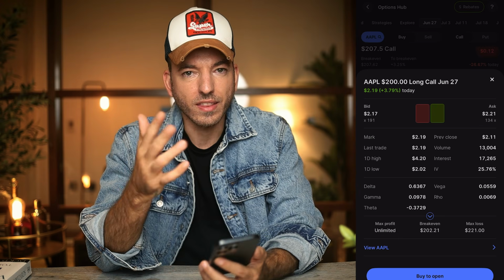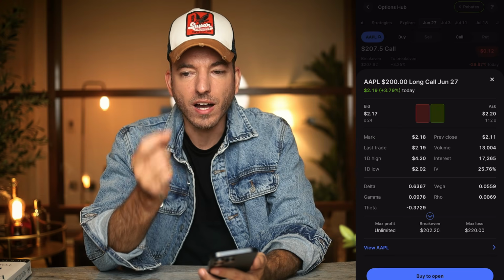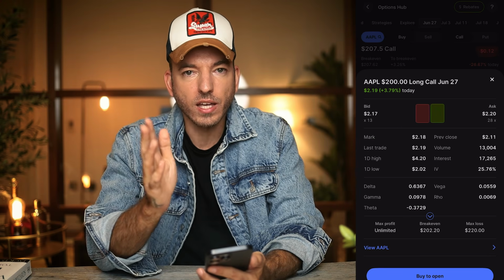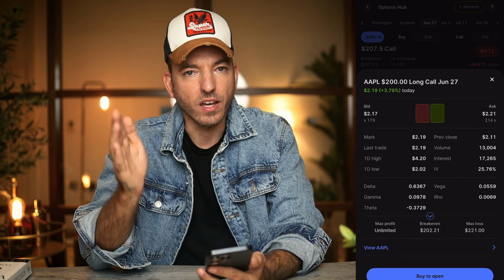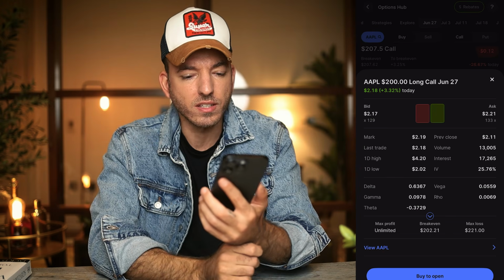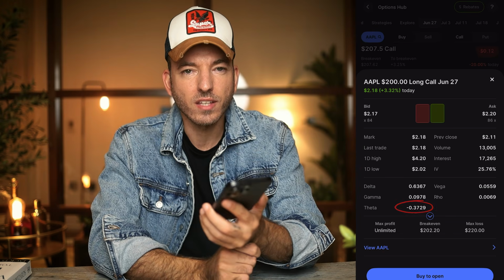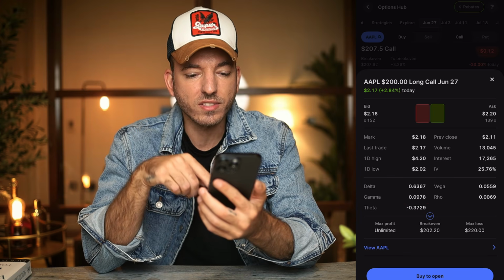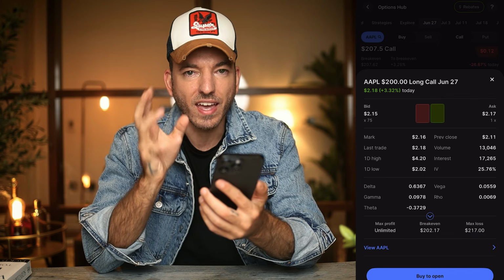Now, theta is another thing that you should concentrate on, because theta tells you how much value your contract will lose every day that goes by. Naturally, options will lose value from the day you open them until the day of expiration. And how much is it going to lose? Well, that's the theta amount. You can see theta is negative 0.37, so 37 cents. And that means that your contract, which costs $2.17, is going to lose 36 cents every day.